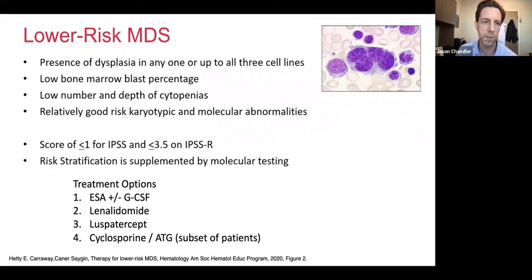And when we say low risk, we're saying they do have dysplasia. Their cells are funny looking under the microscope, but they don't have many blasts on the bone marrow and their blood counts are not that low. Their karyotype or the molecular abnormalities are not as severe or negative. So that's ones that are, like we said, 3.5 or less.